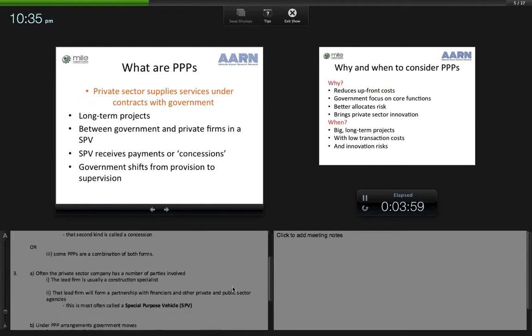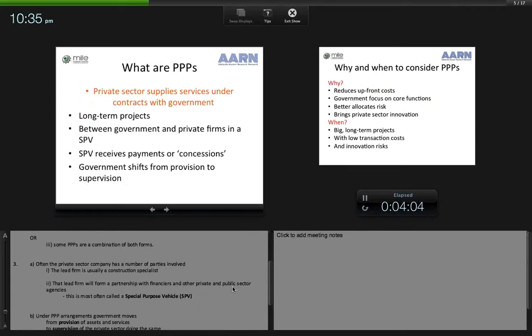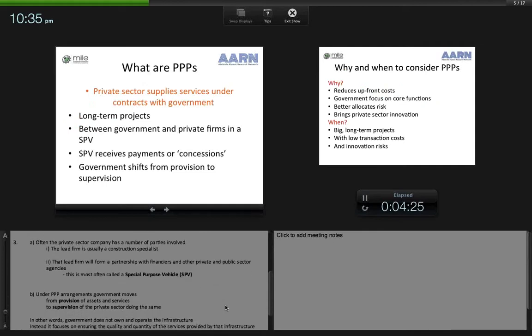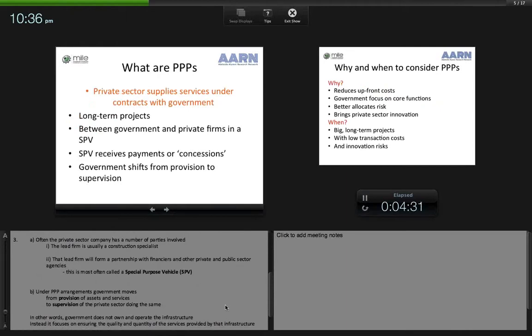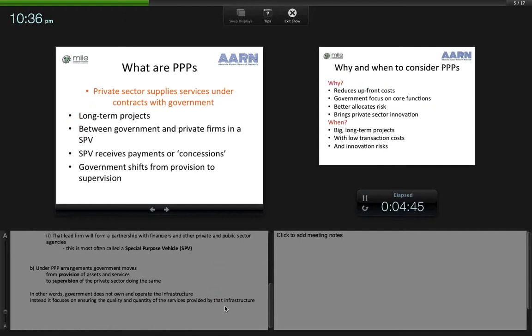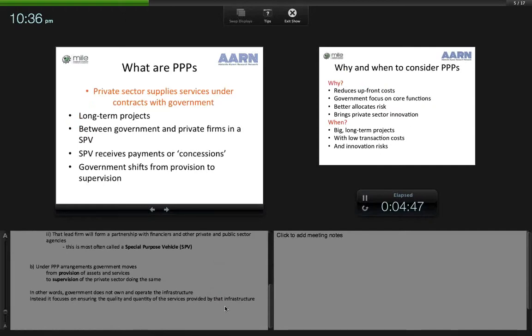Often the private company has a number of parties involved. The lead firm is usually a construction specialist. That lead firm will form a partnership, often with financiers and other private and public sector agencies. And this specially formed company to undertake the PPP process is often called a special purpose vehicle, and I will refer to them generally as SPVs during this presentation. So under a PPP arrangement, government moves from provision of assets and services to the supervision of the private sector doing the same. In other words, government does not own and operate the infrastructure. Instead, it focuses on ensuring the quality and the quantity of the services provided by that infrastructure.